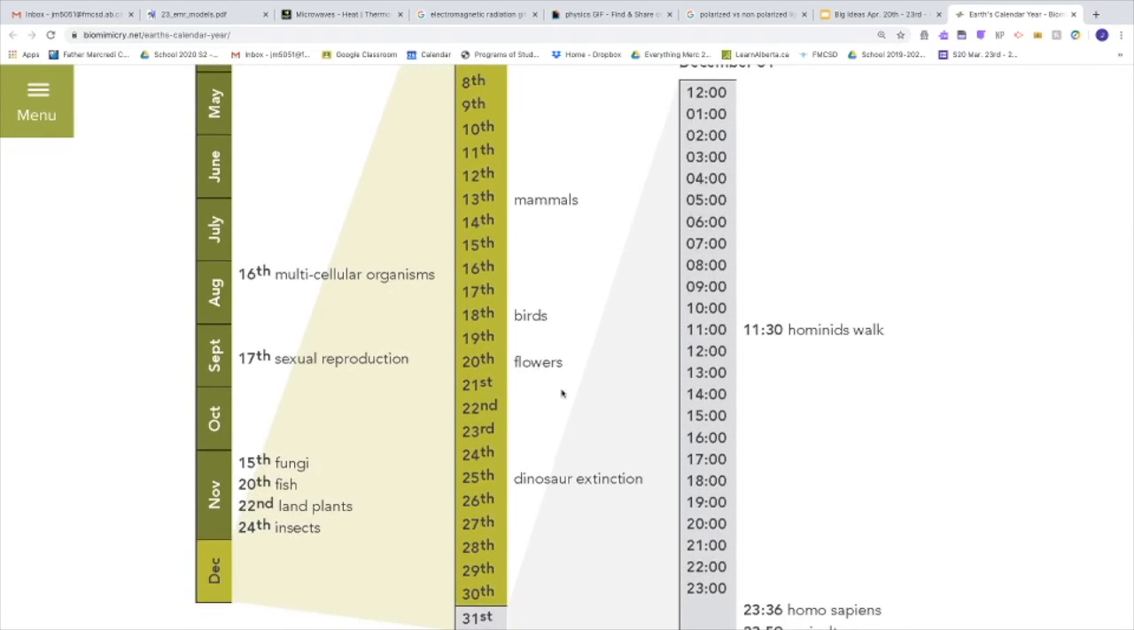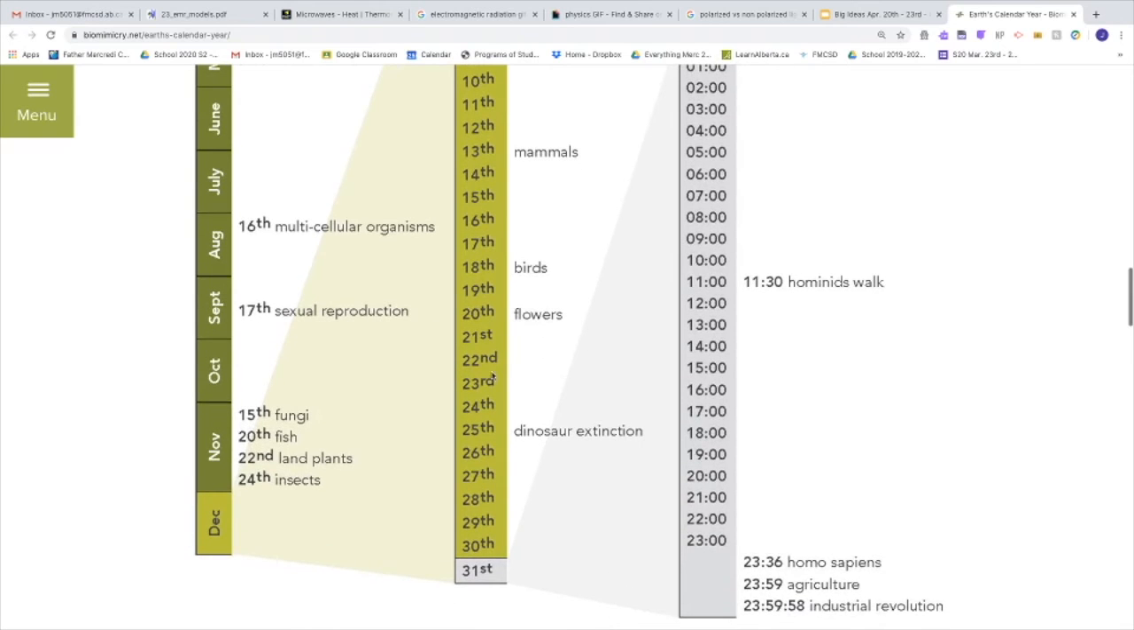The 18th, we get our birds. The 20th, we get flowers for the first time. Look at this. We think of dinosaurs as being extinct such a long time ago, and they are, don't get me wrong. 65 million years ago was a long time ago, okay? But look at this in the grand scheme of things.